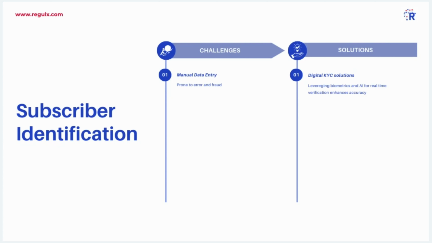Even without fraud, you can have just errors when you enter the data about subscribers. An alternative and a better solution to that is the digital KYC solutions. Instead of typing manually the personal information of the subscriber, you can scan governmental issued IDs to detect this data. You can leverage biometrics like face recognition, etc.